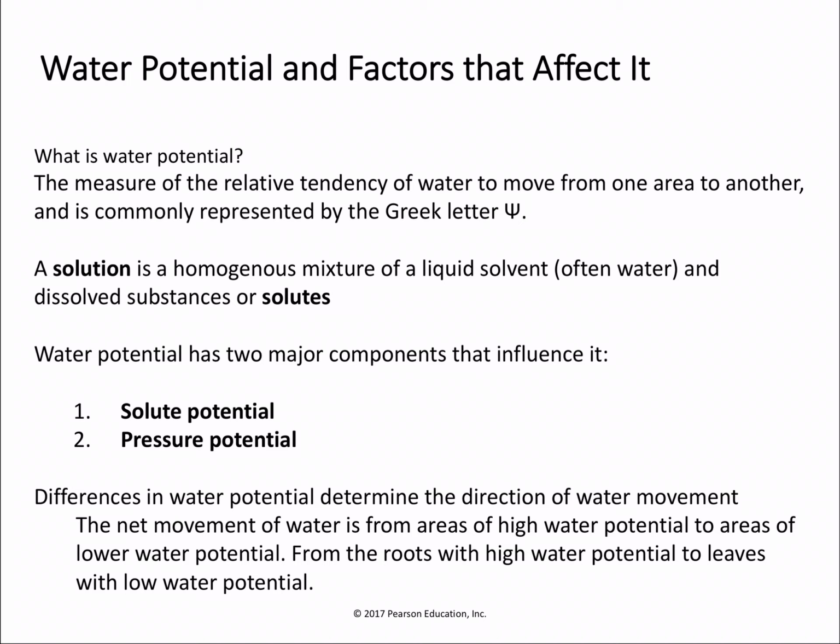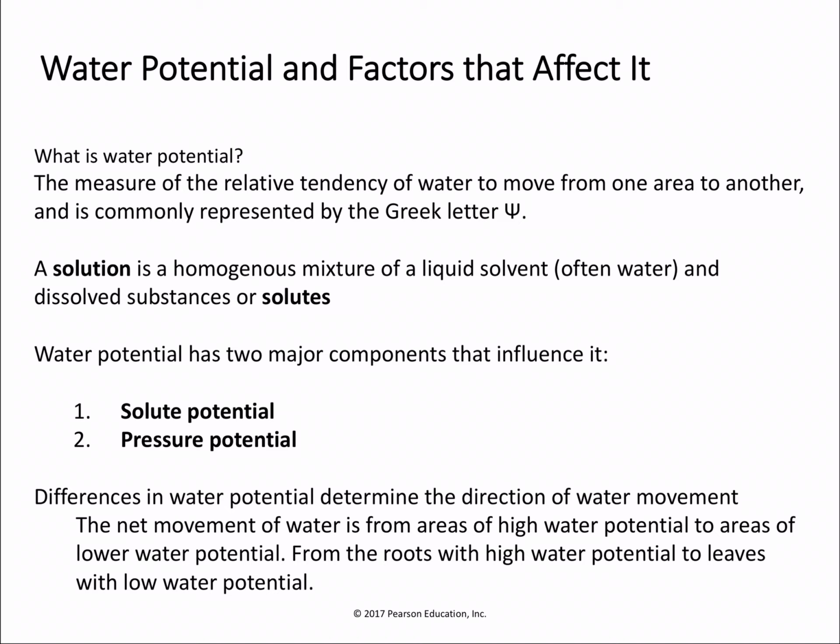That's solute potential. The second way is pressure potential. So you can change the pressure, water pressure, and that's ultimately going to force the flow of water. And water is always going to move, and anything's going to move from an area where you have a high to a low pressure differential. All right. So differences in potential determine the direction of water movement. The net movement of water is from areas of high water potential to areas of low water potential.